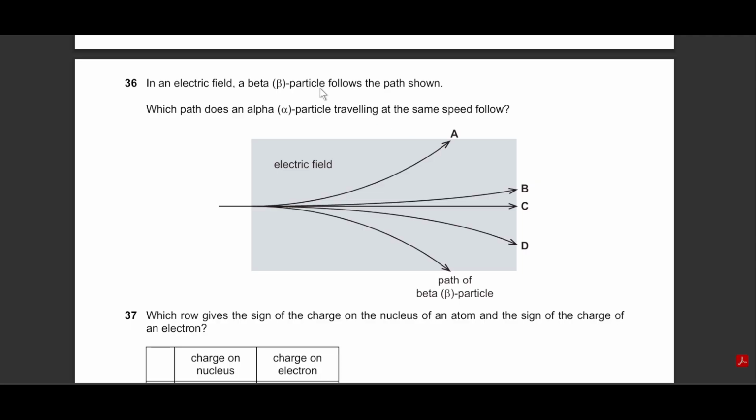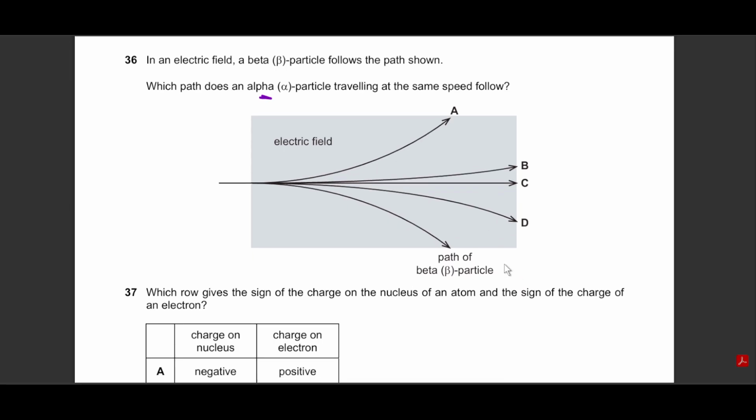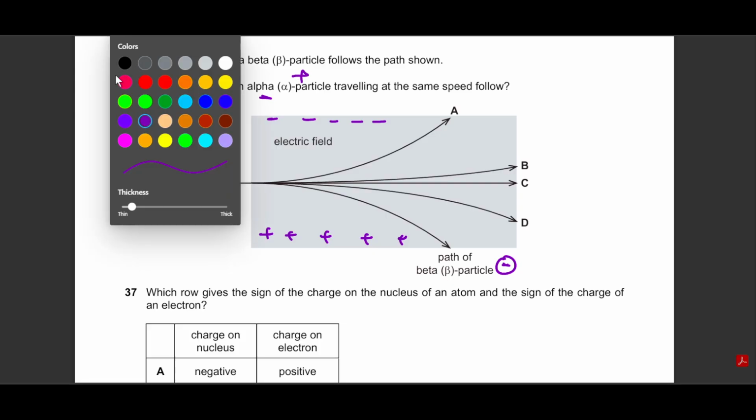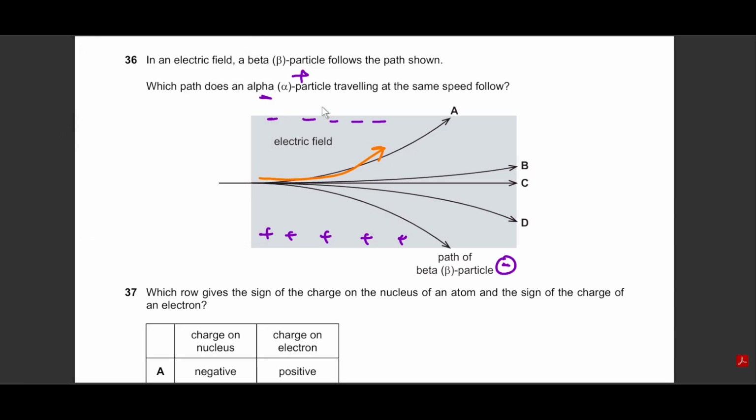Question 36 was interesting. It asks which path the alpha takes, and beta particles are shown. Beta particles have a negative charge, and if they are coming to this side, then this should be a positive plate, and this should be a negative plate. So the alpha particles, since they are positively charged, should move to the upward plate, the negative plate. But it could be A or B. C would be gamma and D is nothing, according to your syllabus at least. So it could be B or A.